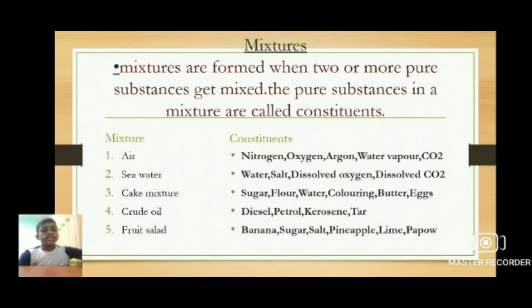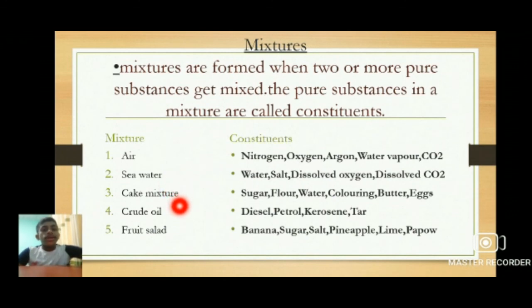Now we identify mixtures. What are mixtures? Mixtures are formed when two or more pure substances get mixed. The pure substances in the mixtures are called constituents. I have given you the constituents of 5 mixtures here. Firstly, we identify the constituents in air. Air is the first mixture I have given here, and the constituents are nitrogen, oxygen, argon, water vapor and CO2, that is carbon dioxide. Then seawater, the constituents are water, salt, dissolved oxygen and dissolved CO2, that is dissolved carbon dioxide.